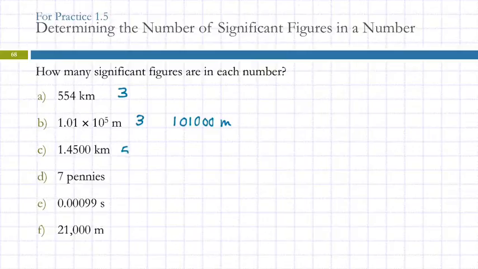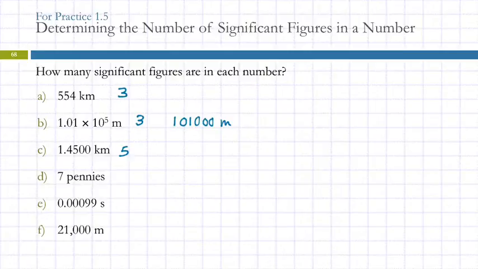5 sig figs. So we have some zeros there. Those zeros come at the end. There's a decimal point in the number. That means we don't need them for placeholding. They are there because we mean them. Okay, so those count.